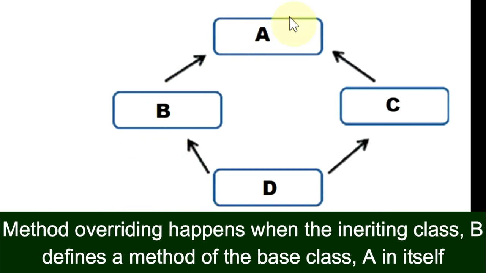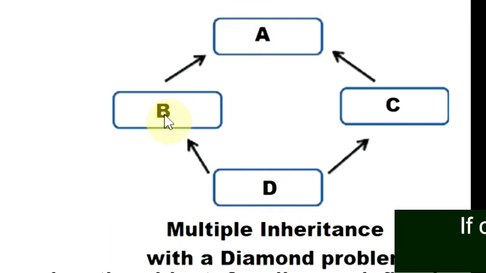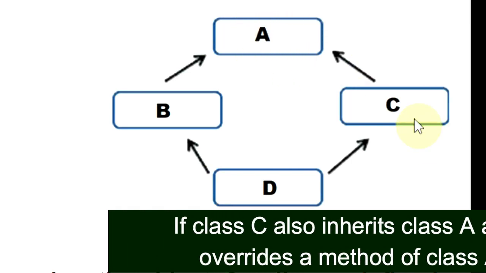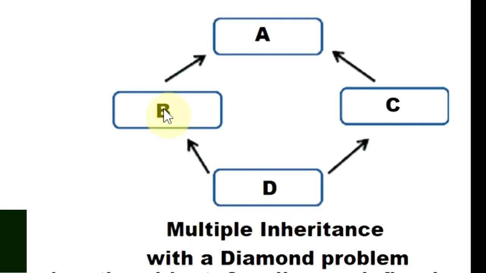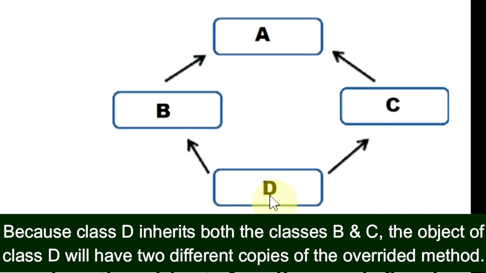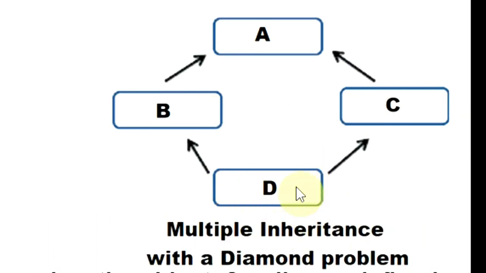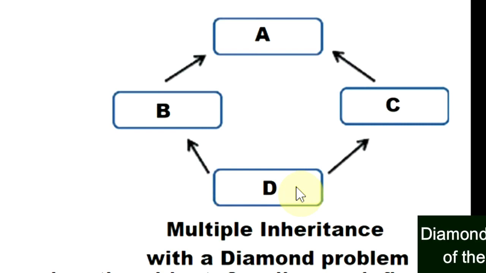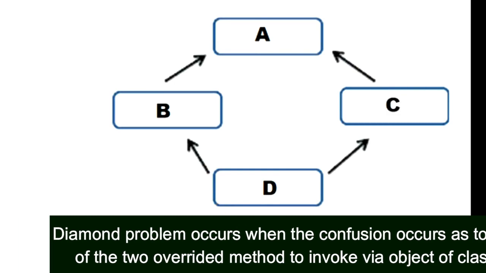So class B inherits the class A, and the class B defines a function in itself. That is, it overrides a function of class A. This class C also inherits the class A, and this class also overrides a function of class A. Now this class D does multiple inheritance. This class D inherits class B as well as class C. Now this D class has two copies of the function which these classes are overriding. When the object of D class will invoke that function, which of the overridden functions will be invoked? Whether that of class B or whether that of class C. Let us understand it more precisely.